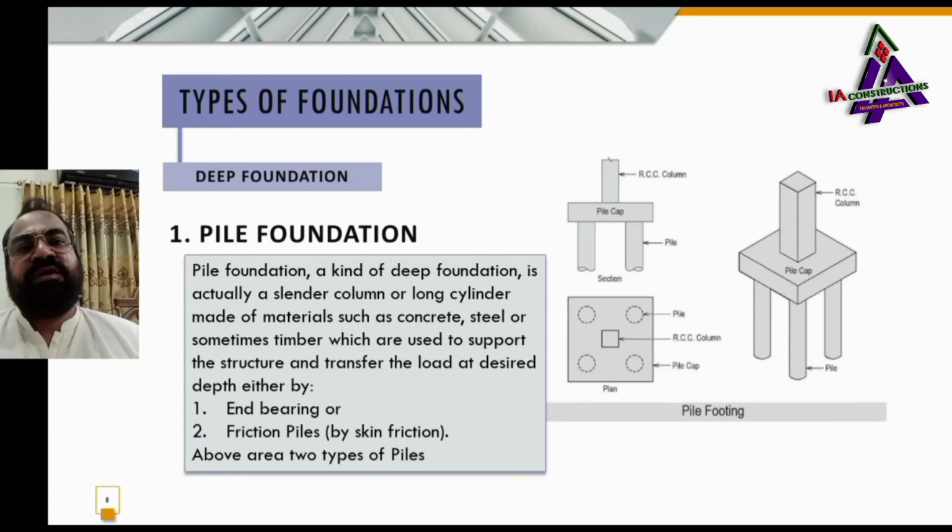Now guys, deep foundations, and pile foundation is the first type of deep foundation. Pile foundation is a kind of deep foundation. It is actually a slender column or long cylinder made of materials such as concrete, steel or sometimes timber, which are used to support the structure and transfer the load at desired depth either by end bearing piles or friction piles. Above are two types of piles.